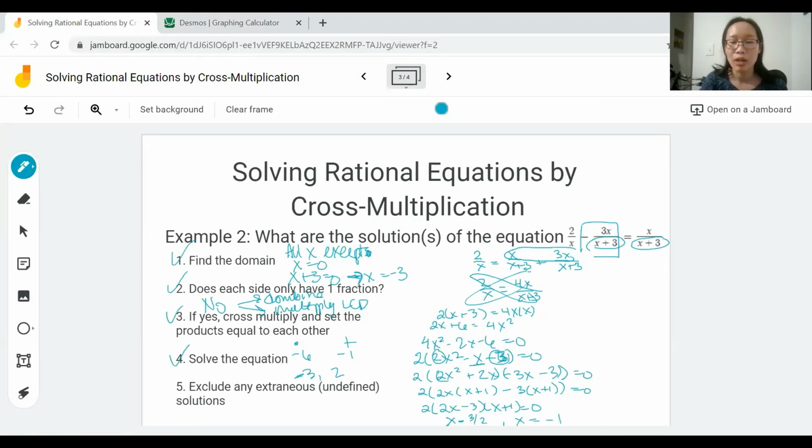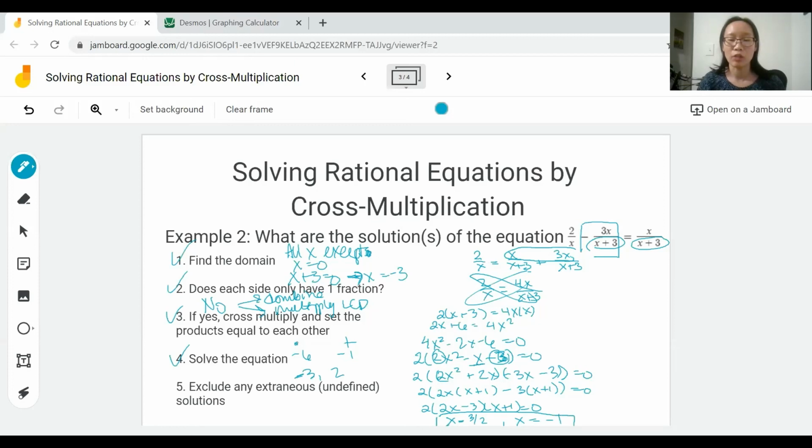I've solved the equation, and now I just have to check, are any of these undefined values? Am I allowed to have x is equal to negative 1? Yes. And am I allowed to have x is equal to 3 halves? Yes, because I'm not allowed to have 0 and negative 3. So these are my solutions.